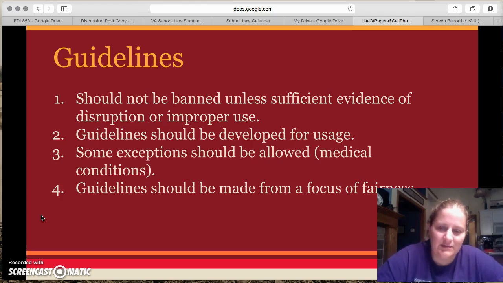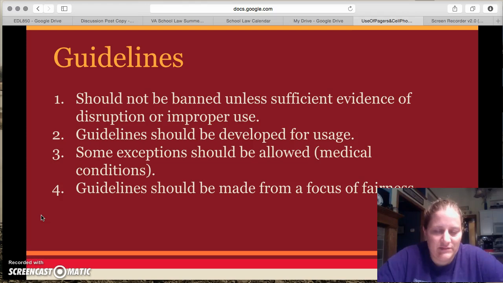The second guideline they suggested is that there needs to be some rules for usage. So maybe they're only used during passing period, or they're only used at lunch or whatnot. So as long as there's some guidelines or some rules set, that's probably beneficial for the school.